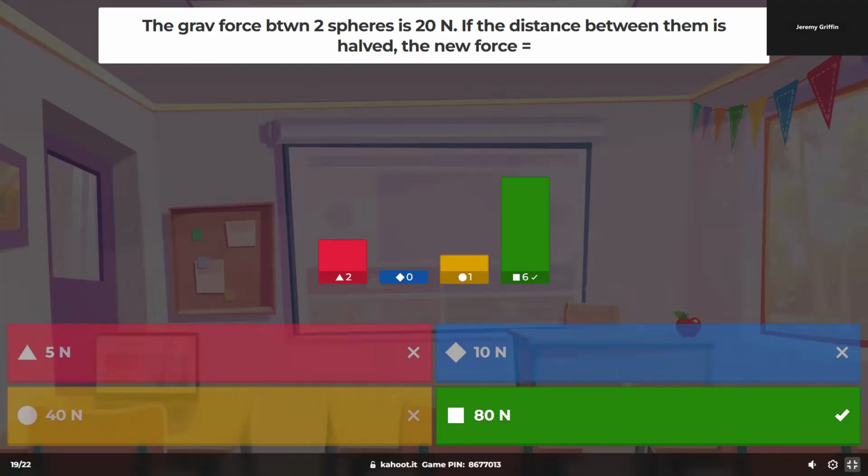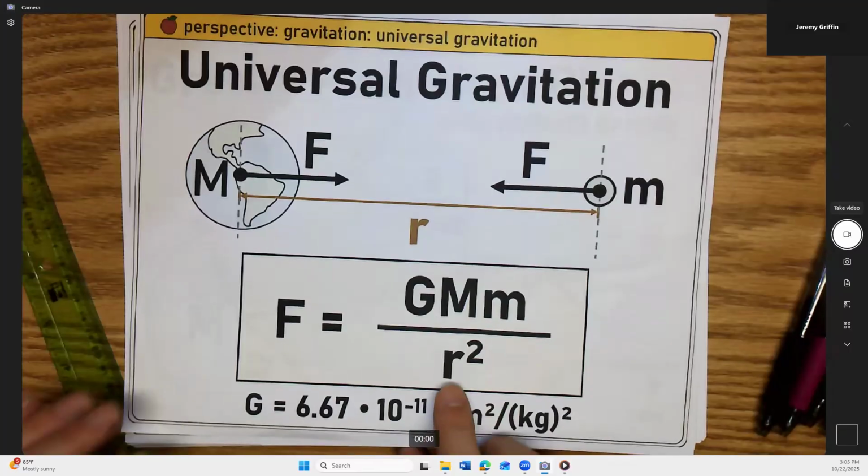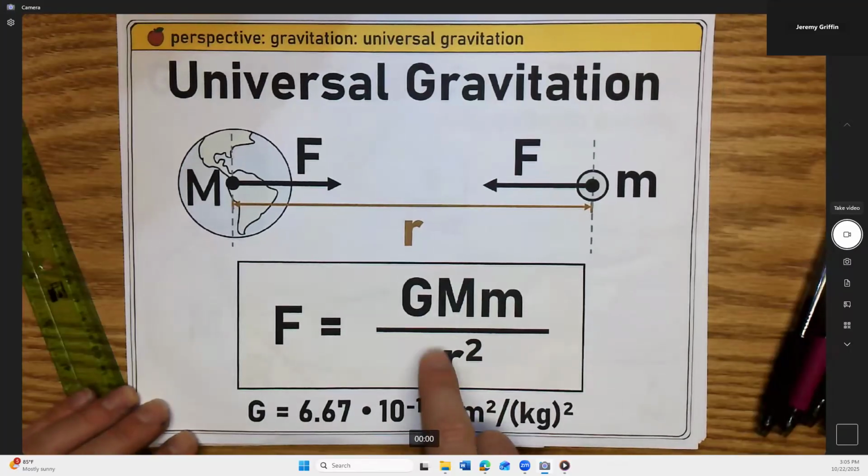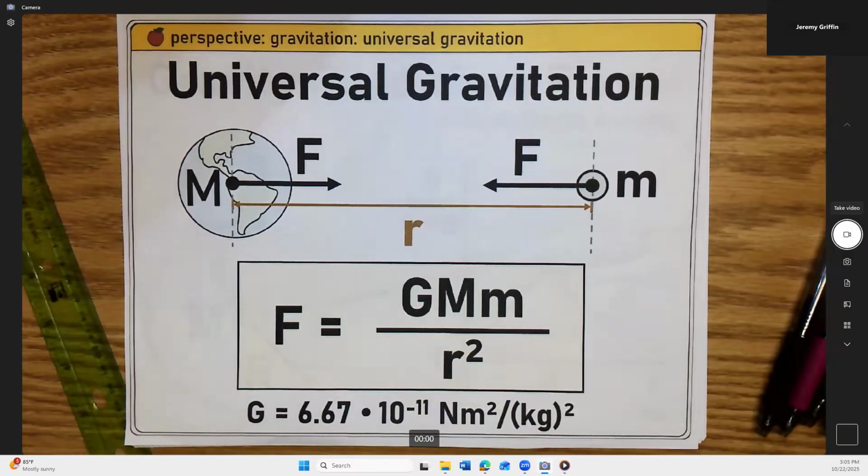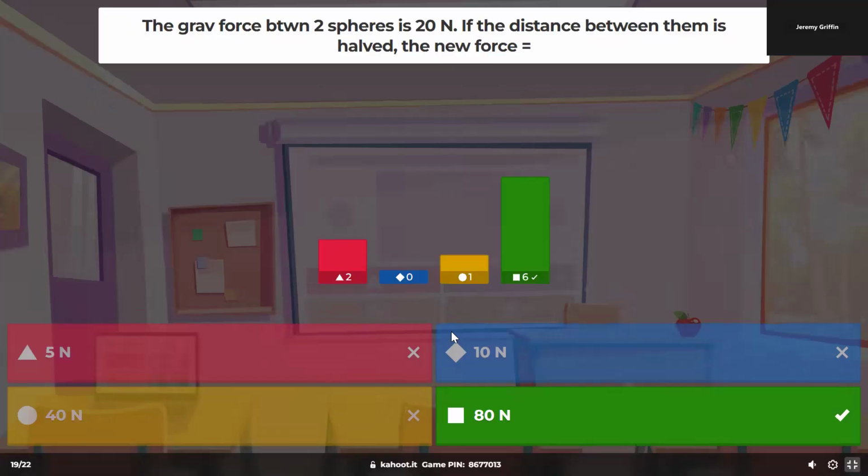Oh yeah, I bet you guys got that. So we're saying here, if you cut this distance in half, one half squared is a quarter, and it's one over that, so it'd be 4 times as much. Force has got to be getting stronger, they're getting close together. So 4 times, but 4 times 20 is 80.